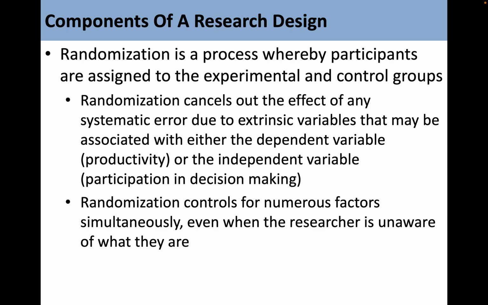Randomization is a process whereby participants are assigned to the experimental and control groups. Randomization cancels out the effect of any systematic error due to the extrinsic variables that may be associated with either the dependent variable, productivity, or the independent variable, participation in decision making. Randomization controls for numerous factors simultaneously, even when the researcher is unaware of what they are.